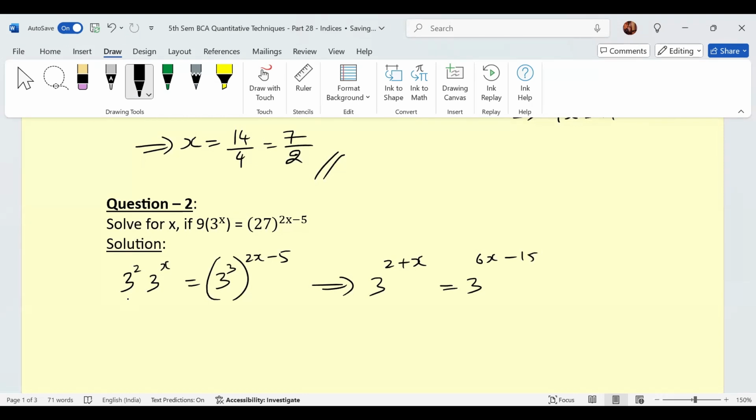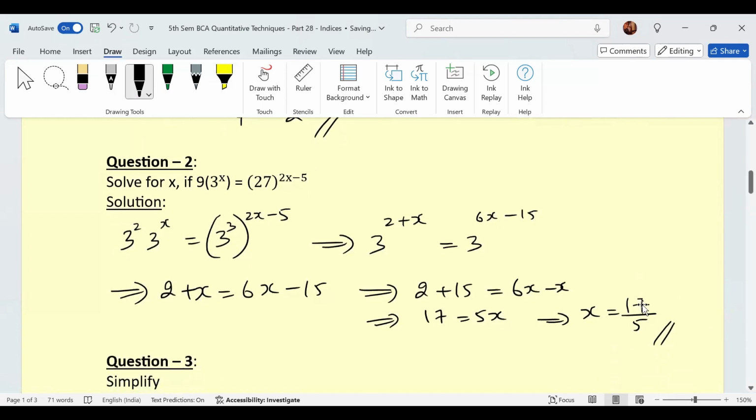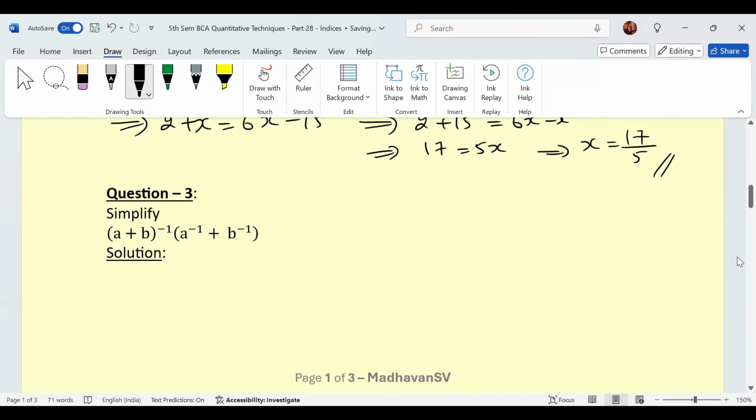Now base is again common. We can equate the indices. So 2 plus x is equal to 6x minus 15. Or we can bring that 15, the negative 15, to the left hand side. It will become 17, positive 15. Right hand side will be 6x minus x, which means 17 equal to 5x. That means x will be 17 by 5. That will be the solution for the second question. Let us move on to the third one.